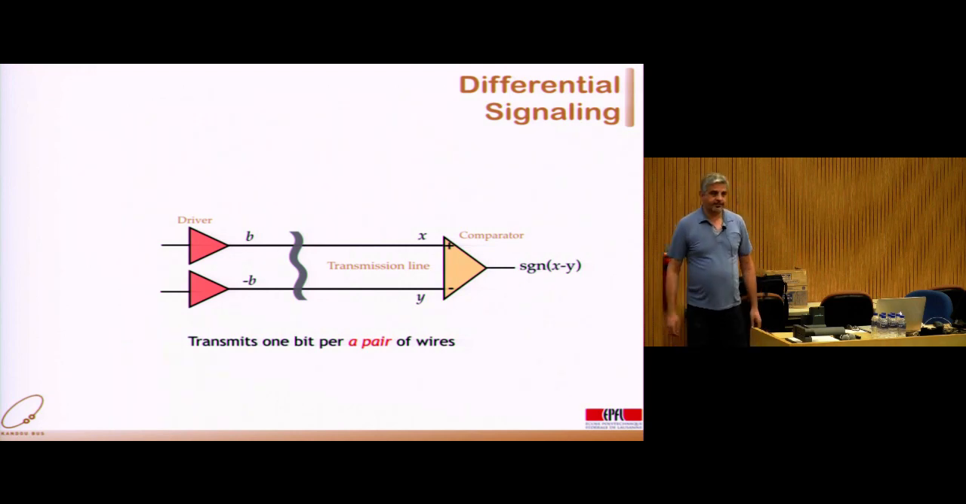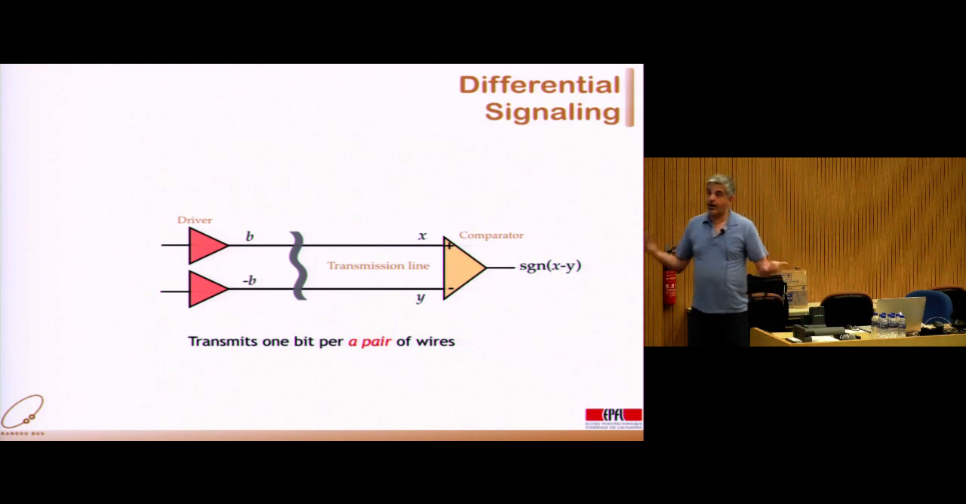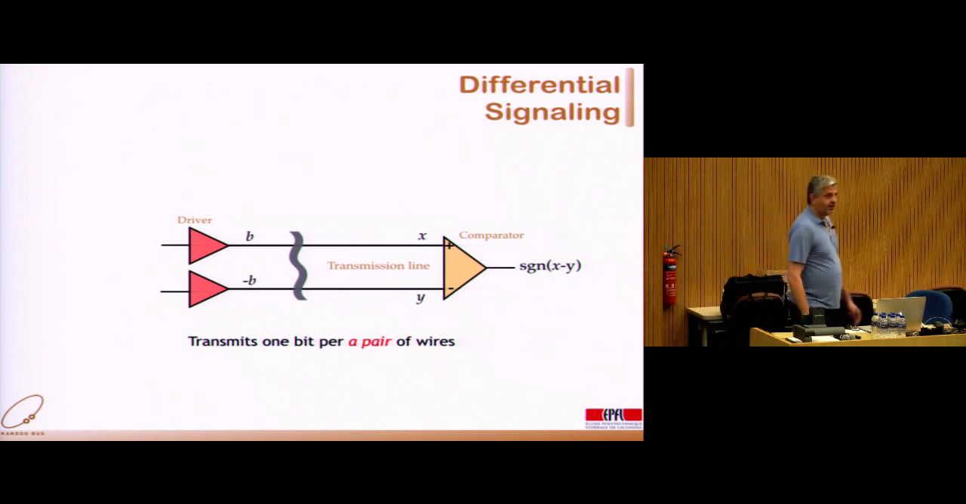All right? So we lost something here, meaning we are sending half a bit per wire. But we gained quite a bit. And that's the reason why in all the devices you have, everybody is using differential signaling. Everybody. It's the bread and butter of high-speed electronics.